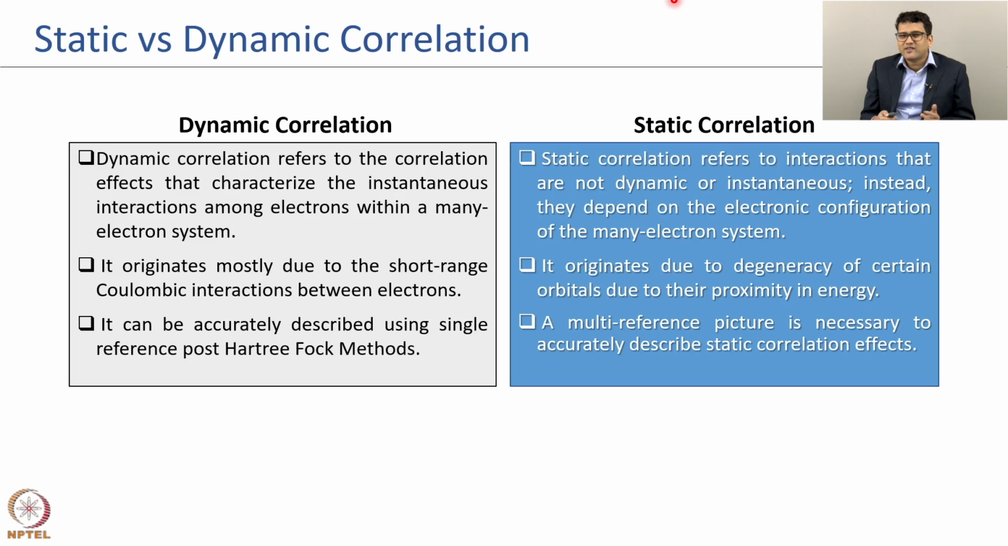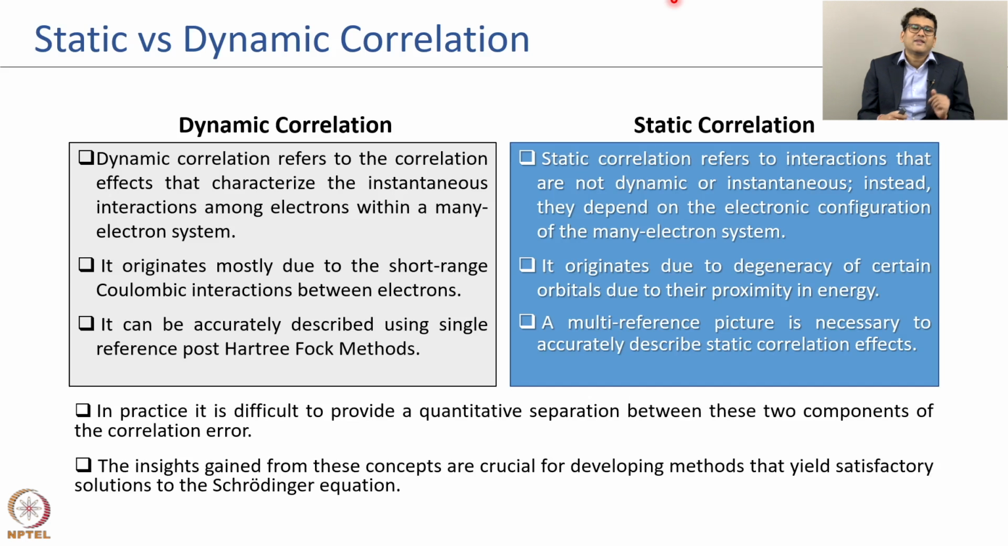Complete active space methods, or CAS based methods, give you that kind of description. But remember, static and dynamic correlations are pretty loose terms. Practically it is difficult to provide a quantitative separation between these two components of the correlation. Why do I say so? Let us say I start with a Hartree-Fock and do a full CI treatment on top of it. Hartree-Fock is a single reference method, and with full CI I can do a single reference CI. So, in that case, using a single reference CI I can still recover all the correlation effects, although they may have static correlation, and even if the orbitals are degenerate, at the full CI level I will still get the exact answer.